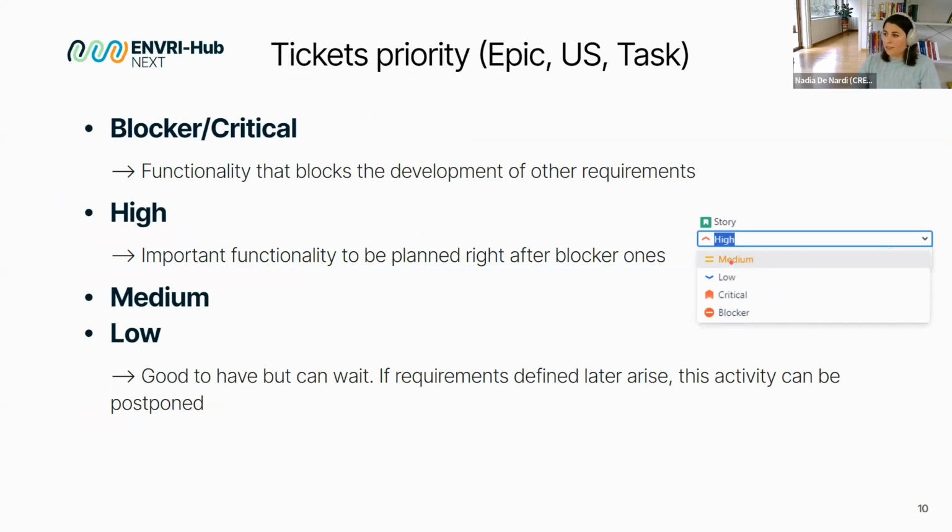So we have these 5 priorities, but at the end I will put together blocker and critical level. It represents functionality that blocks the development of other requirements. So for sure, if you have a user story that is blocker, I need to do it before another, okay? High, important functionality to be planned right after the blocker ones, of course. Then medium, and then low. It's a functionality that is good to have, but can wait. So if another requirement comes up by the user and has high priority, and I have a low ticket that is there since a month, okay, it will wait again for the higher to be solved, okay.